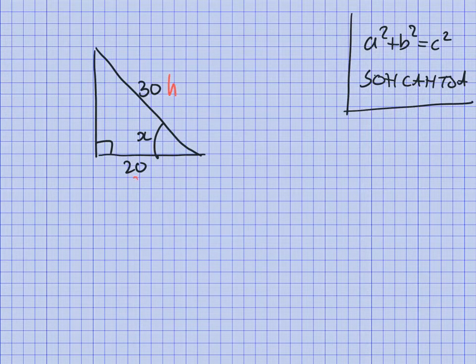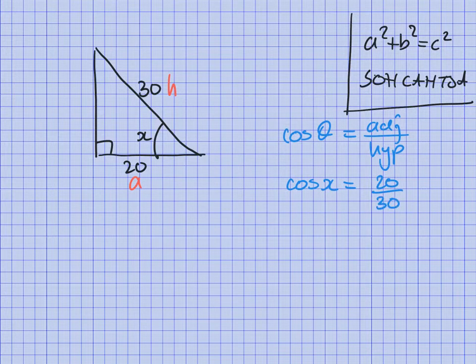We have the hypotenuse and the adjacent. A and H go together to give us cos. So I'm going to start by writing out cos of theta equals adjacent over hypotenuse. Substitute in what we know. Cos of x, x is the angle, that's the name, is equal to the adjacent, which is 20, over 30.